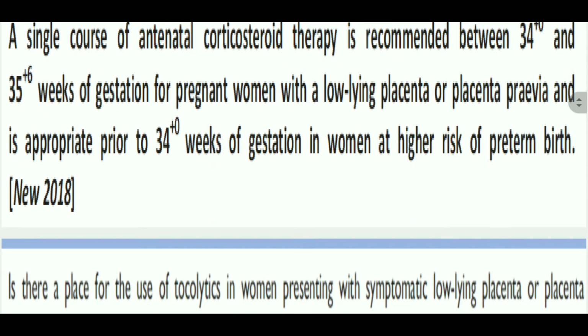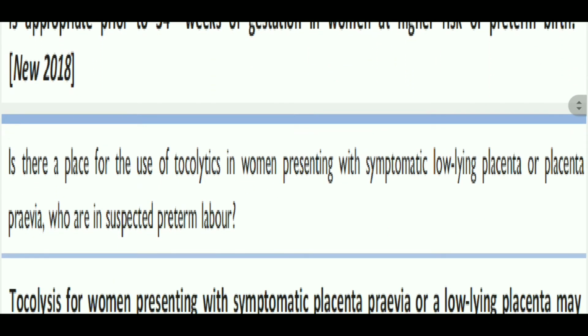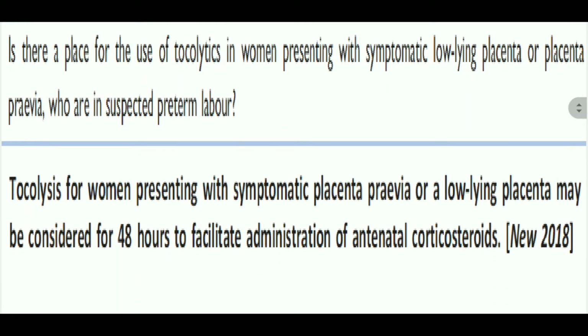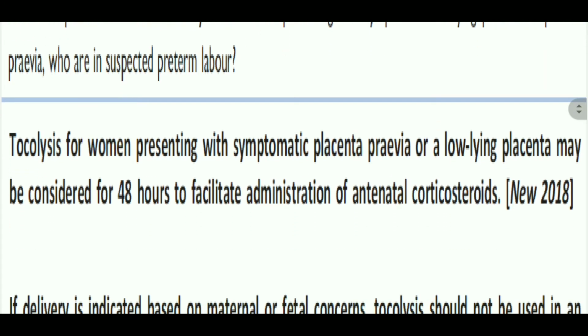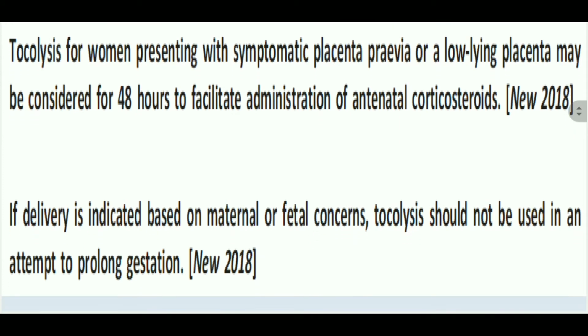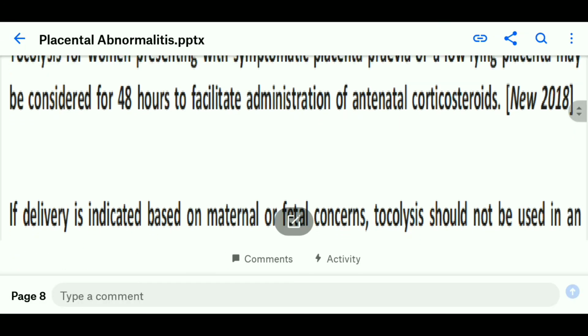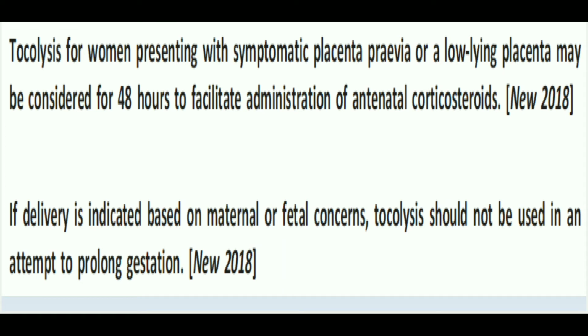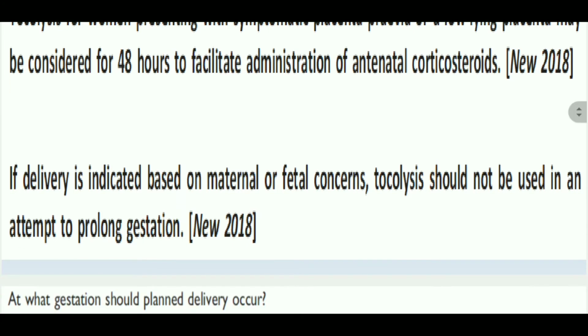Now, is there any place for tocolysis in women presenting with symptomatic low-lying placenta or placenta previa who are in suspected preterm birth? Yes, it has a little bit of a role. Okay, tocolysis for a woman presenting with symptomatic placenta previa or low-lying placenta may be considered for 48 hours just to facilitate administration of antenatal corticosteroids. Otherwise, it's very important to know that if delivery is indicated based on maternal or fetal concern, then tocolysis should not be used in an attempt to prolong gestation.